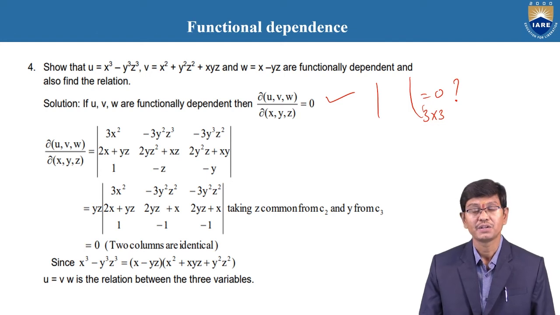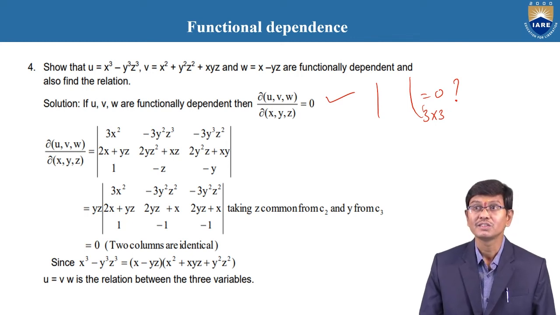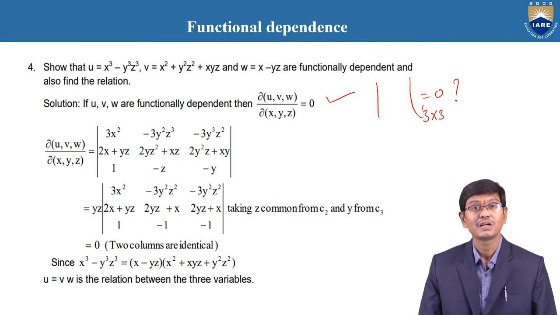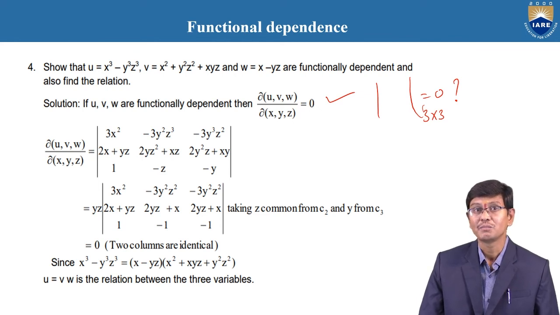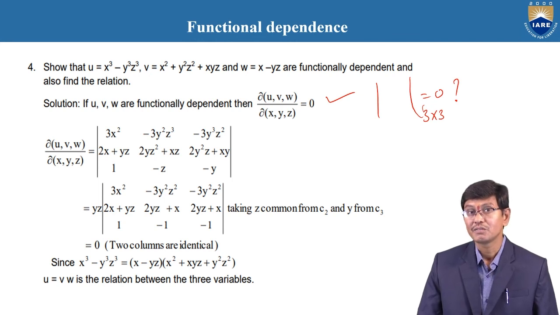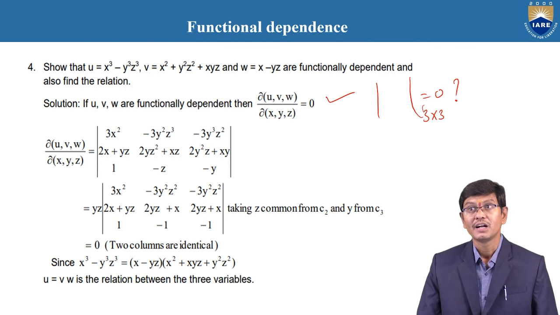Again here, you need to find ∂u/∂x, ∂u/∂y, ∂u/∂z, ∂v/∂x, ∂v/∂y, ∂v/∂z. With the help of the given functions u, v, w, the corresponding values are: first row, 1 by 1, that is 3x square minus 3y square into z cube, minus 3y cube into z cube. Similarly the second row, with the help of v, is 2x plus yz, 2yz square plus xz, 2y square z plus xy. And the third row, with the help of w, is 1, minus z, minus y. By using the properties of the matrix determinant, clearly the value is 0.